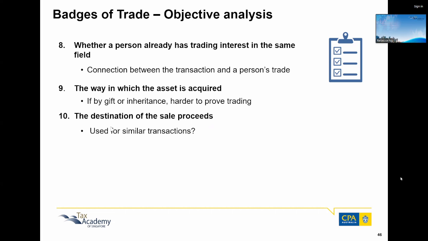Okay, so there are 10 badges of trade to consider, but do note that no one factor is conclusive on its own. It can be one factor indicates that it is a trade, the other indicates that it is not a trade. So we will have to consider all the facts of the case, and we use these badges of trade to determine whether this transaction is trade or capital in nature. If it is trade in nature, it is taxable. If it is capital in nature, it is not taxable. Right?